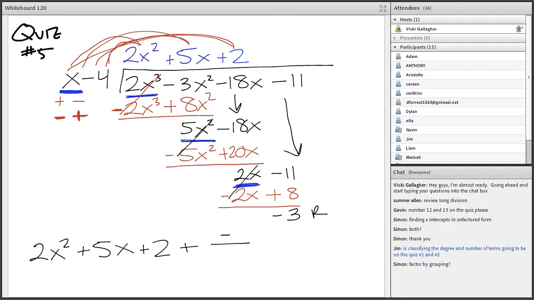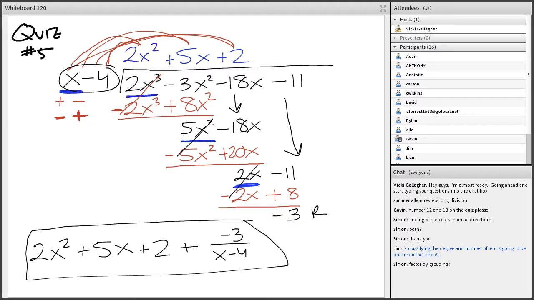Since your remainder was negative, you also could have subtracted a 3 on top of the fraction. And then underneath the fraction, you put the x minus 4 that you were dividing by. And this ginormous thing would be our final answer. So that was long division.